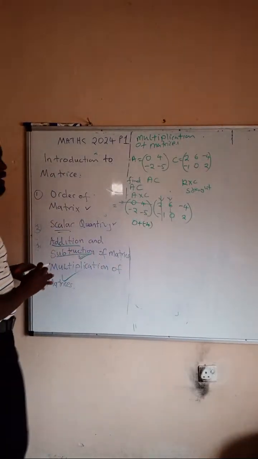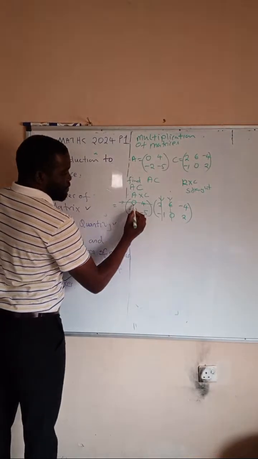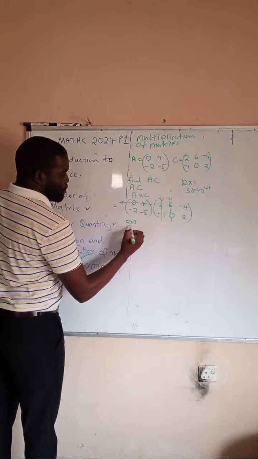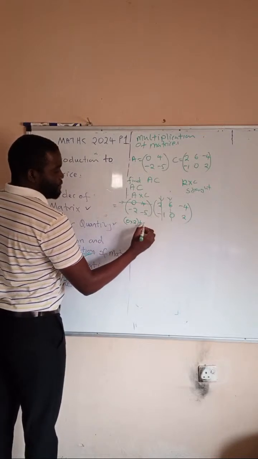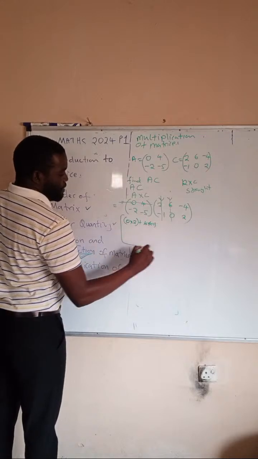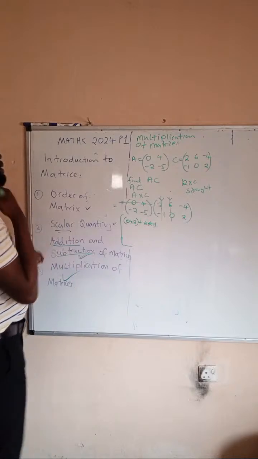Or should I multiply for you so that you see? Maybe I may get you confused. So I'll write here 0 times 2 in brackets plus 4 times negative 1.